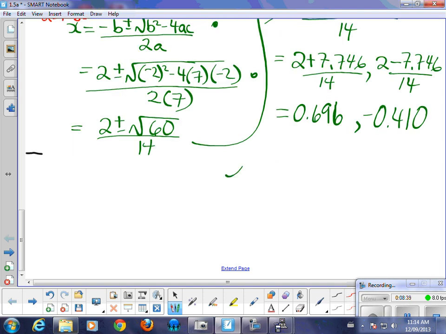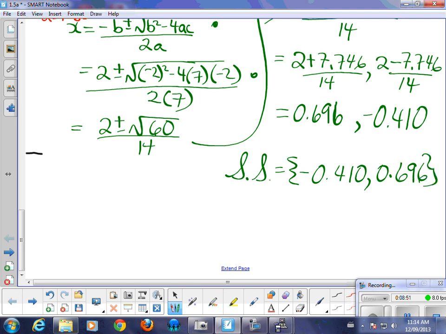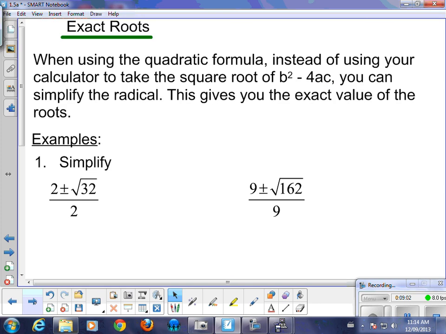Now, solution set, depending on the teacher you have. And I'm just going to put my negative value here first, followed by my positive value. Okay, so that is using the quadratic formula. The next thing we're going to take a look at, and I'm going to try to do it without creating another video, but we'll see.